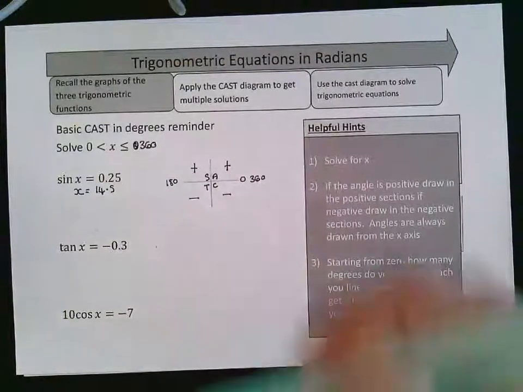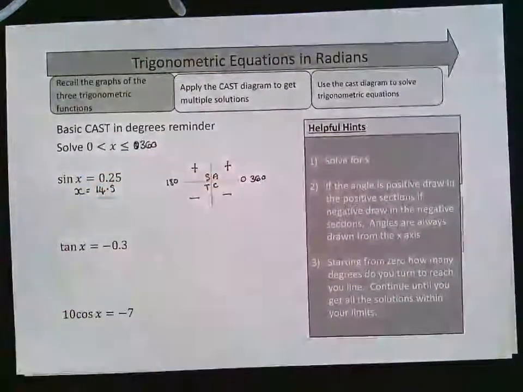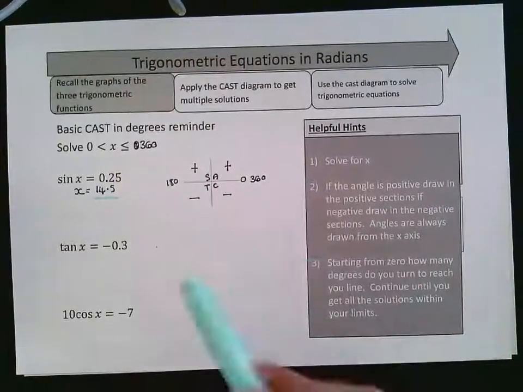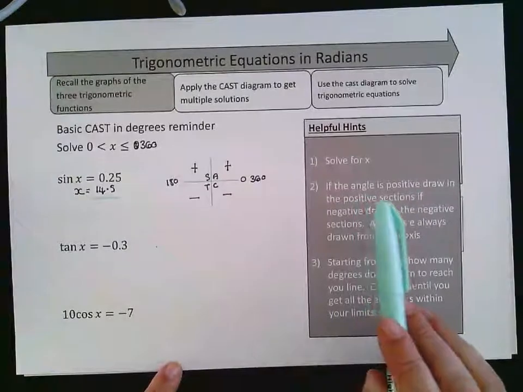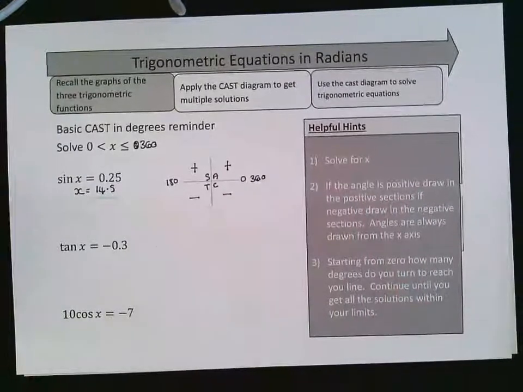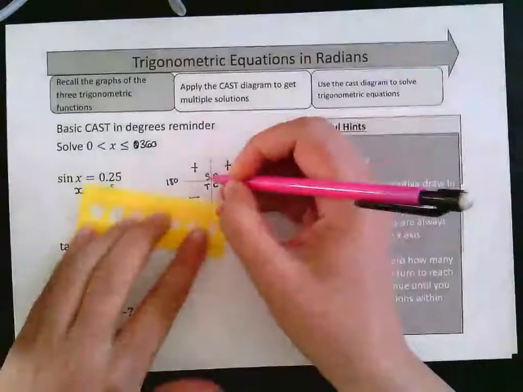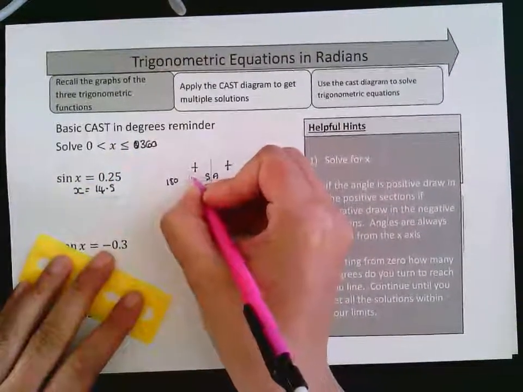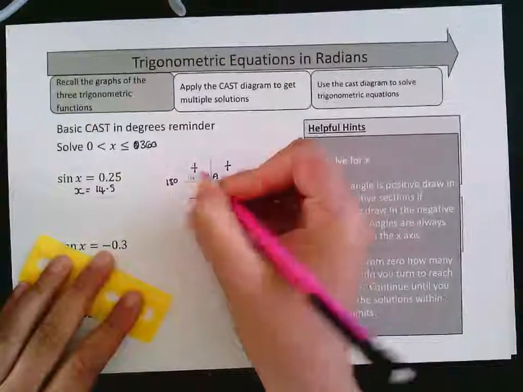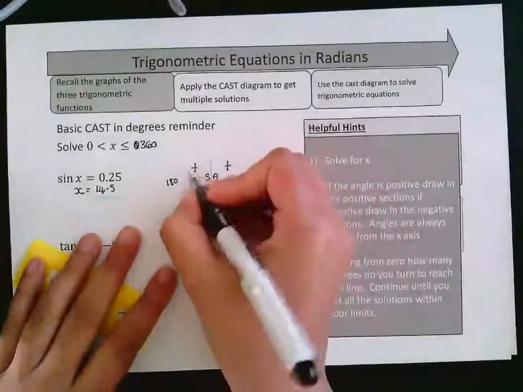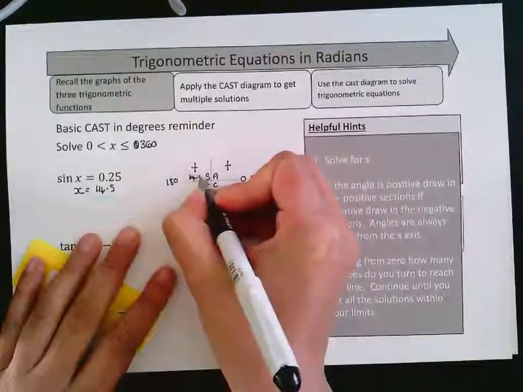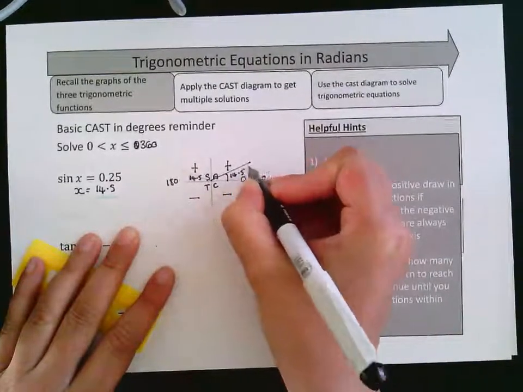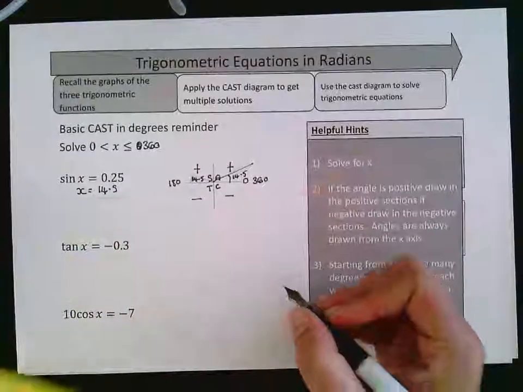I now look at this angle. This is a positive angle, okay? So if the angle is positive, we draw that in the positive sections. And angles are always drawn from the x-axis. So that means in the positive section here, that this is 14.5. I'm just going to do that in pen so you can see it more clearly. And we do one from here, also in the positive section. 14.5 and 14.5.